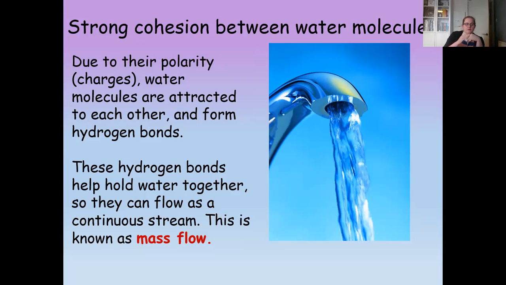And this cohesion produces surface tension when water meets the air. So these hydrogen bonds help hold water together. It creates this surface tension so they can flow as a continuous stream. We call this mass flow. So for example, water coming out of a tap means that we have this mass flow of the water all coming out together. We have a cohesion with it. They're all linked together. They're all coming out together rather than splaying out everywhere. So we have this really nice cohesion with water and it all joins together.